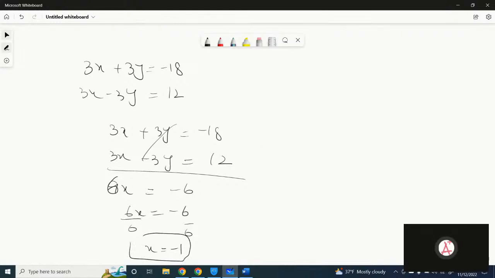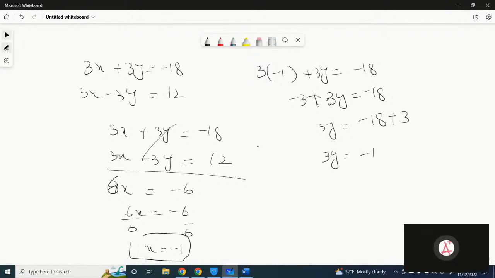So you can substitute x equals negative 1 in any of the equations and you can find the value of y. Just put it in equation number 1. Negative 3 times negative 1 plus 3y equals negative 18. It would be 3 plus 3y equals negative 18. So it would be 3y equals negative 18 minus 3. So negative 18 minus 3 is negative 21.